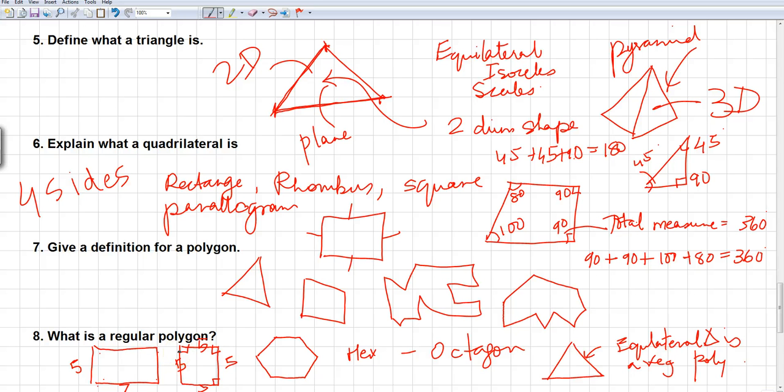So with that, I conclude chapter 2, and chapter 3 that we have is going to be orthographic projections.